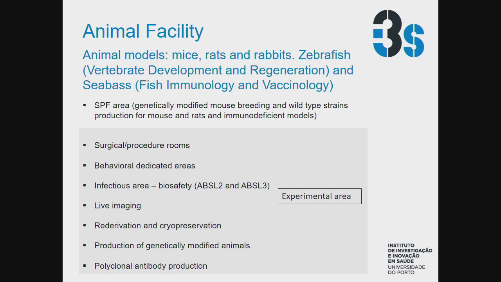We do a re-derivation of mouse strains as a way to standardize the microbiological content of our animals and also to avoid the introduction of unwanted agents. We do cryopreservation of mouse embryos and sperm. We recently started the production of genetically modified animals, and we can also produce polyclonal antibodies using rats and rabbits.